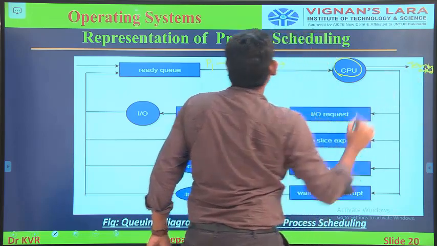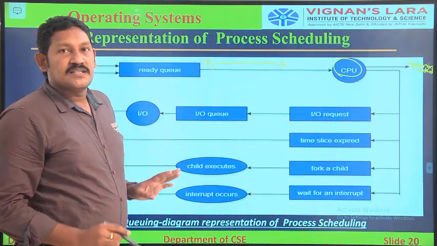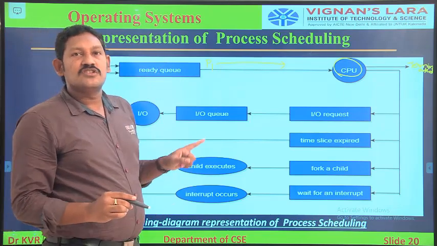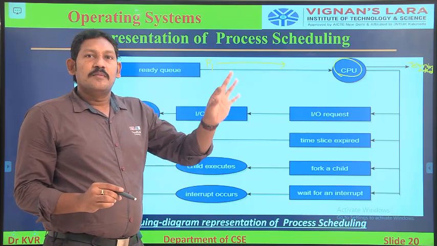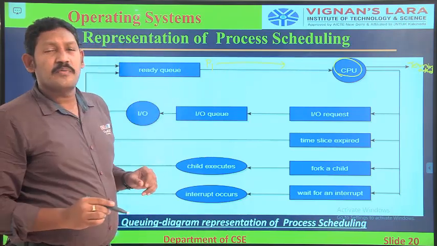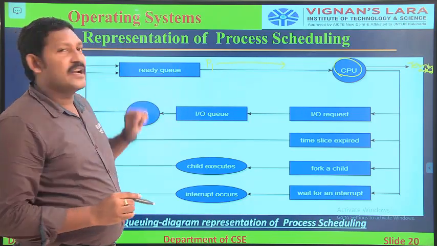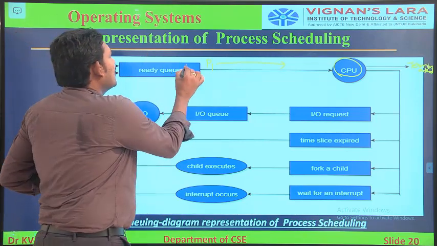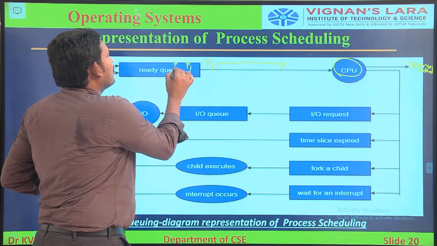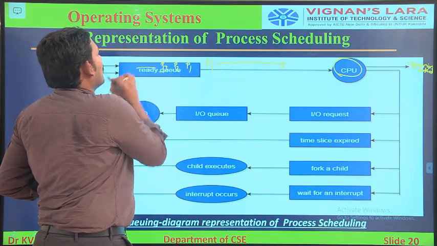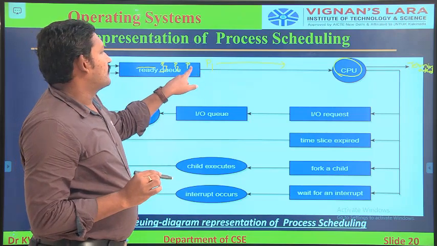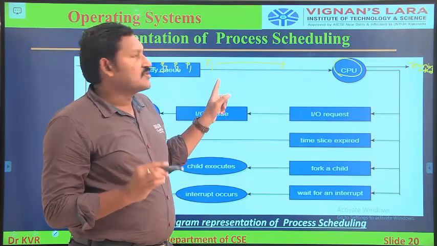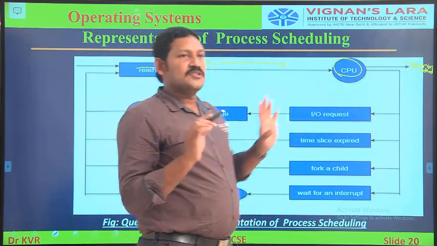So the execution of process P1 is successfully completed. See here, the ready queue consists of the list of all the processes which are kept in the main memory. Let us suppose the ready queue consists of a number of processes, P1, P2, P3 and so on. Suppose P1 is given to the CPU. CPU started executing P1, and P1 is executed successfully. So we have terminated process P1.